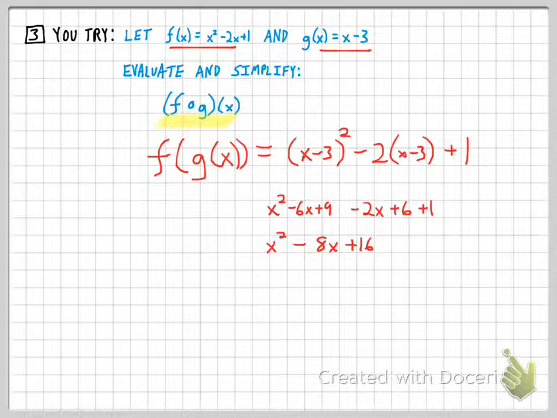Alright, so again, the idea here is that you're taking the g function and you are sticking the entire function into the f rule, which is over here. And I've got to be particularly careful here with your algebra. The f rule says take your input, square it, subtract 2 times that same input, and then finally add 1. And in this case our input is the expression x minus 3. So starting off you should have something that looks like that. The rest is just foiling, expanding, distributing, combining like terms, and you should have a final answer of x squared minus 8x plus 16.